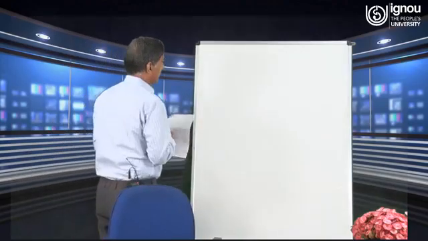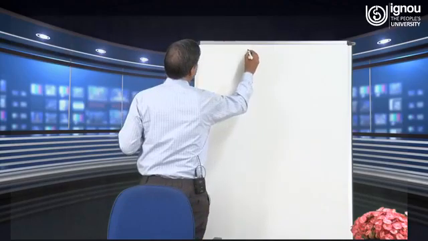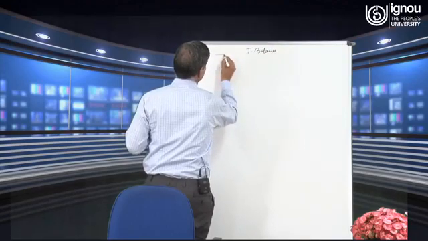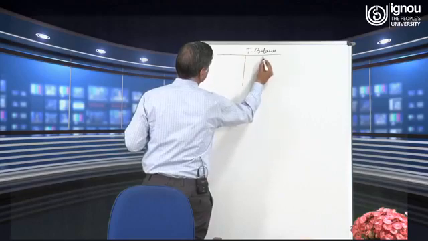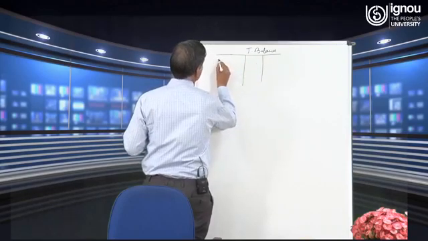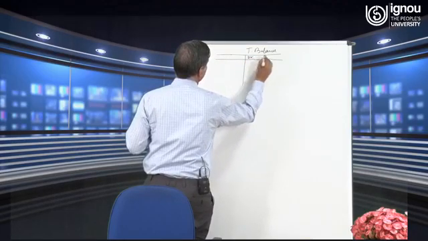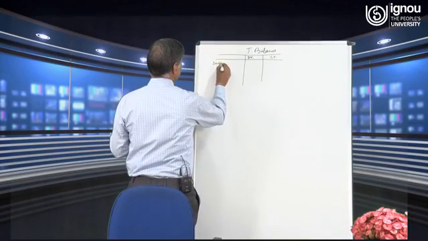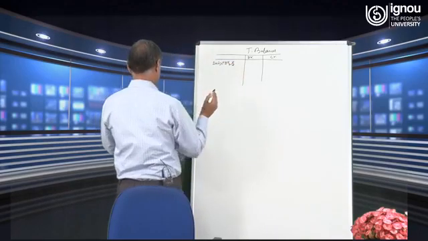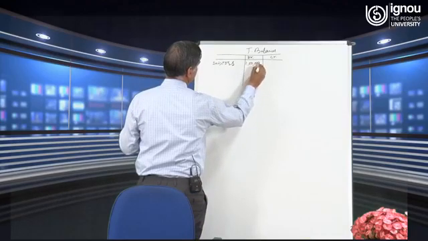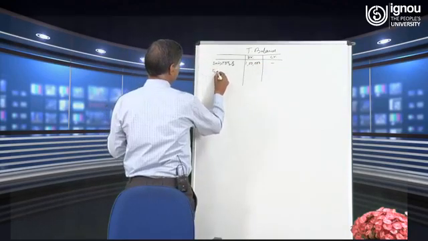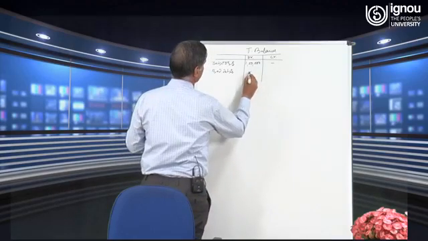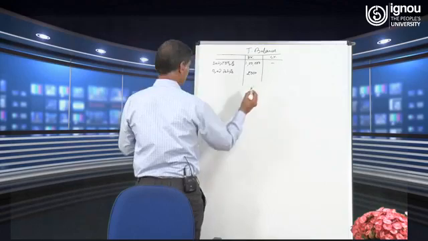Well friends, trial balance is given. Trial balance, debit side, credit side. Debtors 1 lakh, bad debts 2000 rupees.